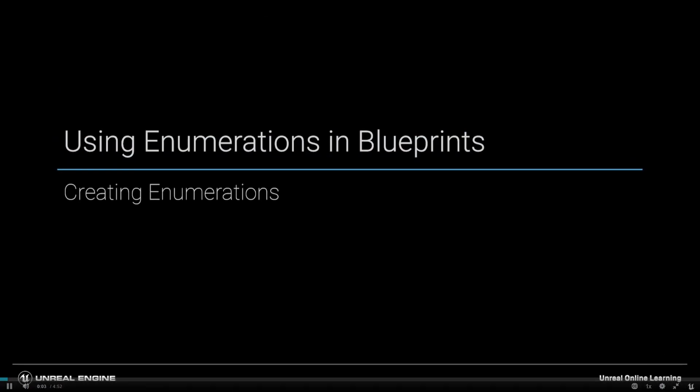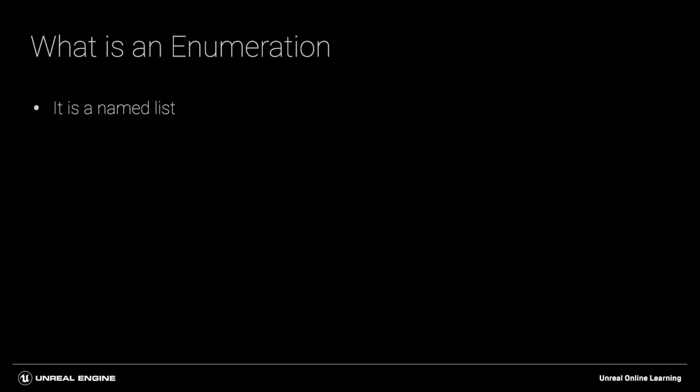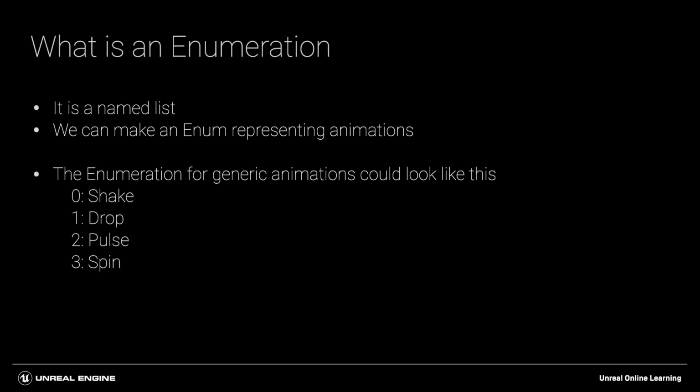Let's get started with the very basics of what an enumeration is. An enumeration is simply a named list. And by named list, I mean if we had an enum representing the animations an object can perform, it would not contain the animations themselves, or any mechanics at all. It would be a list of the names of the animations that we can recognize. For example, an enum for generic animations could be built of 4 enumerators named shake, drop, pulse, spin.